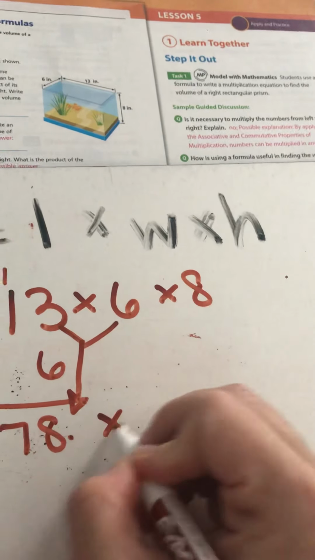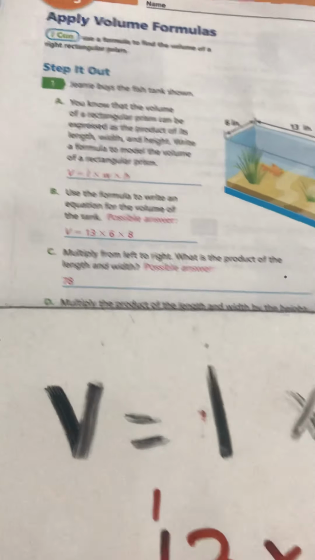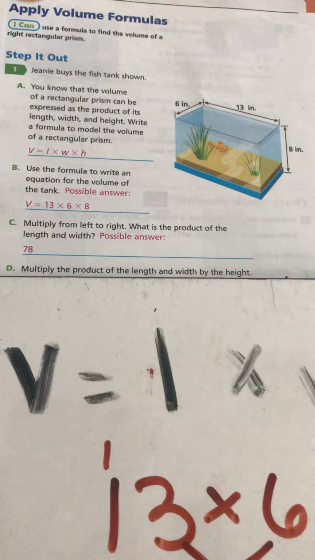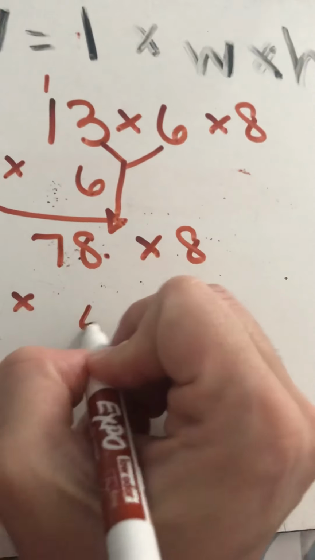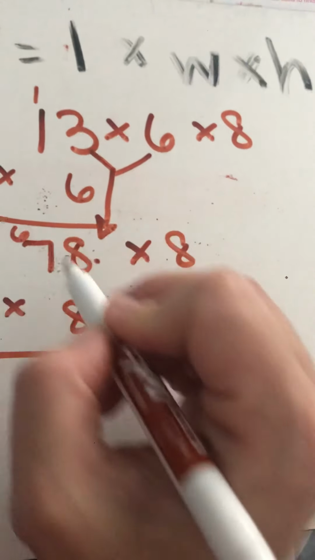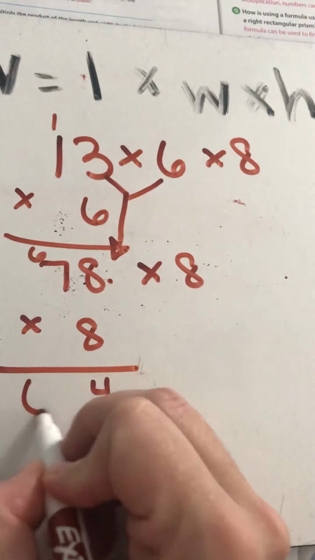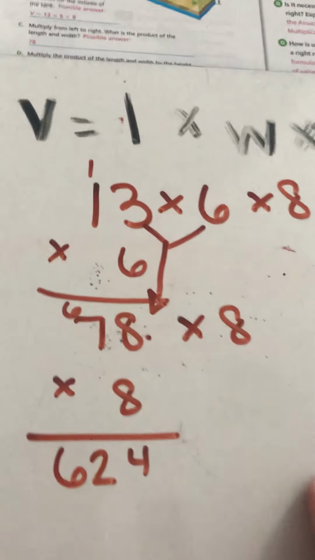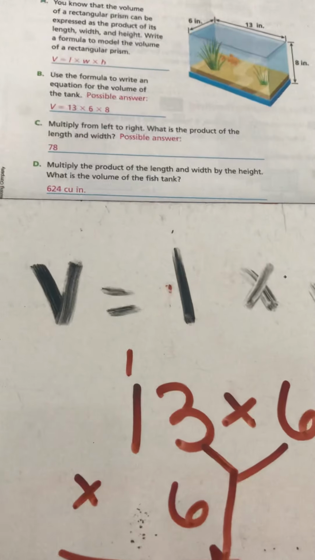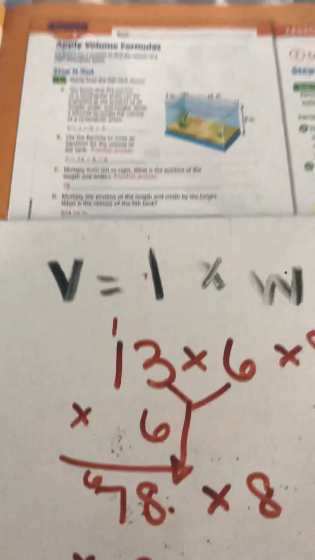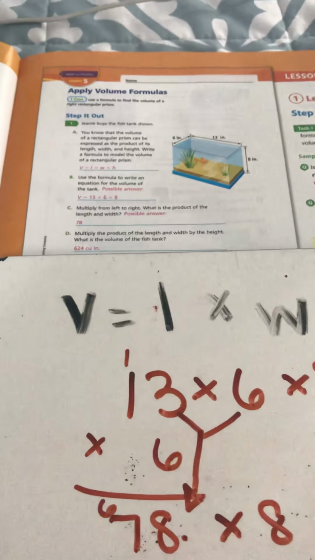And now we're going to do 78 times 8. So C is 78. And now D, multiply the product of the length and width by the height. So we're going to do 78 times 8. 8 times 8 is 64. 8 times 7 is 56. 56 plus 6 is 62. 624 cubic inches.